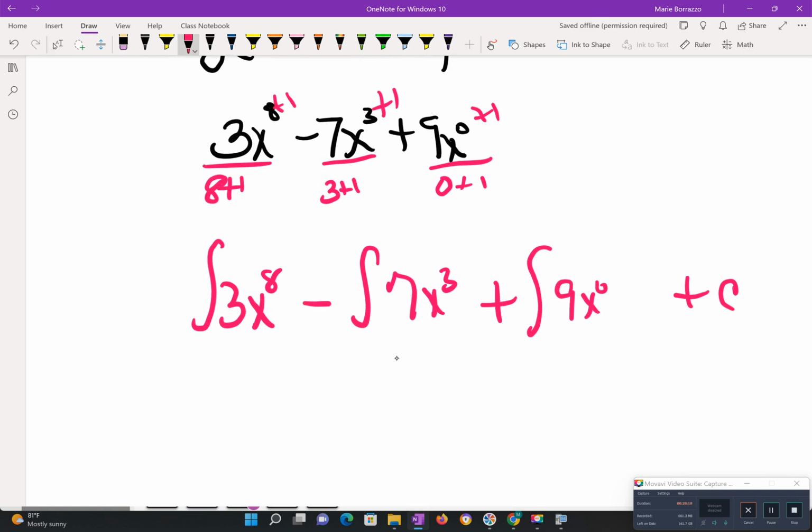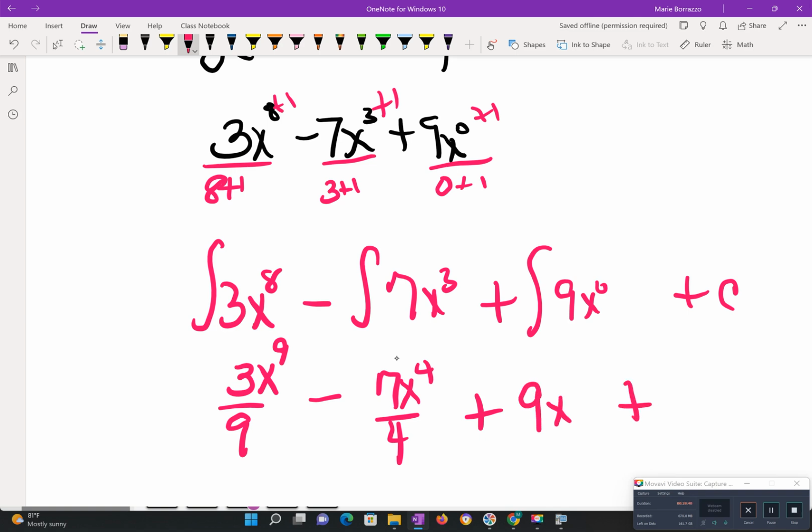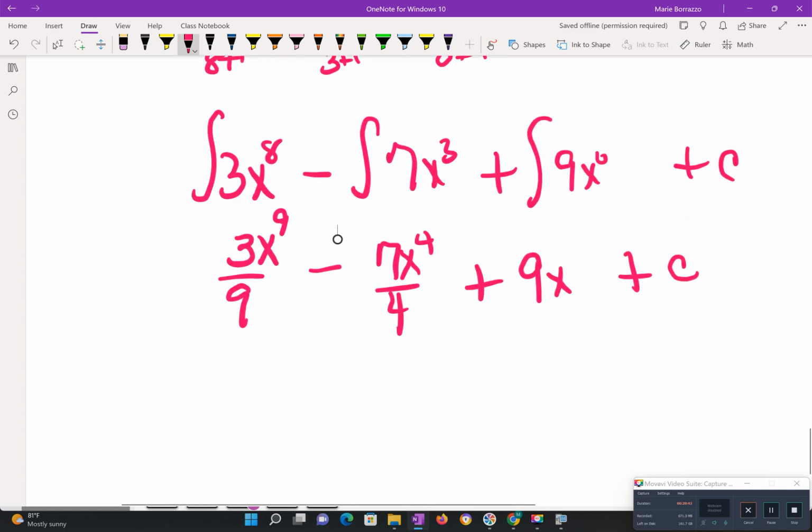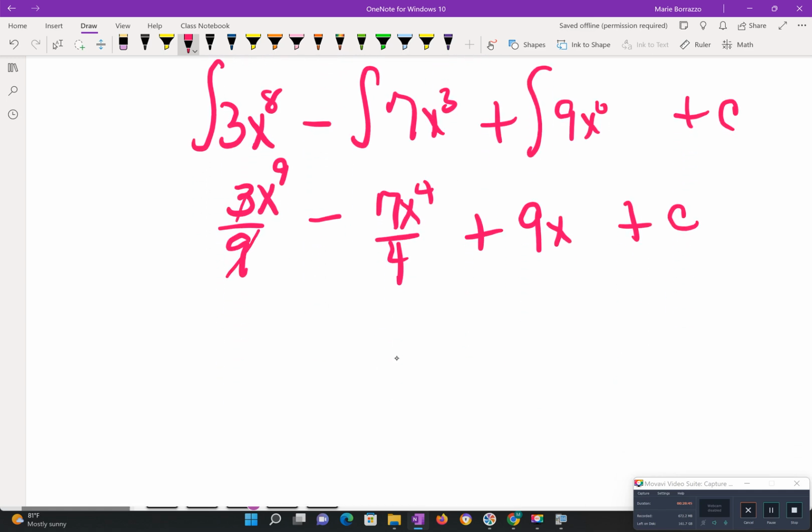So this reduces to basically 3 over 9 with x to the 9th here, minus 7 over 4, 7x to the 4th over 4, and this is plus basically 9x, and then plus c. What reduces further is the 3 over 9, obviously that reduces to 1/3. So it looks like your final answer should look like answer choice C in your test review.